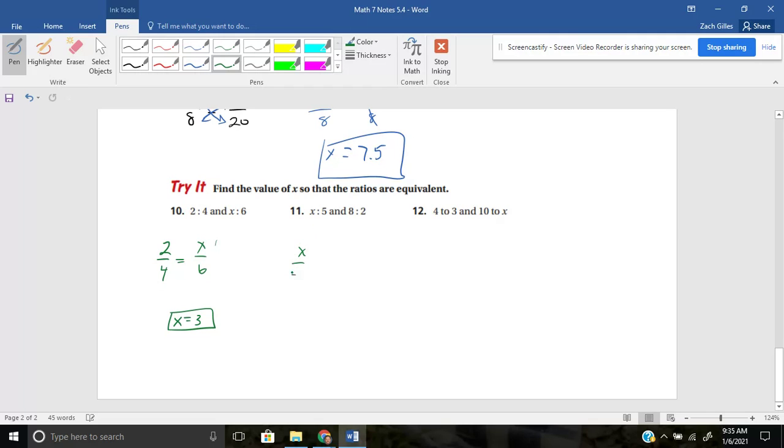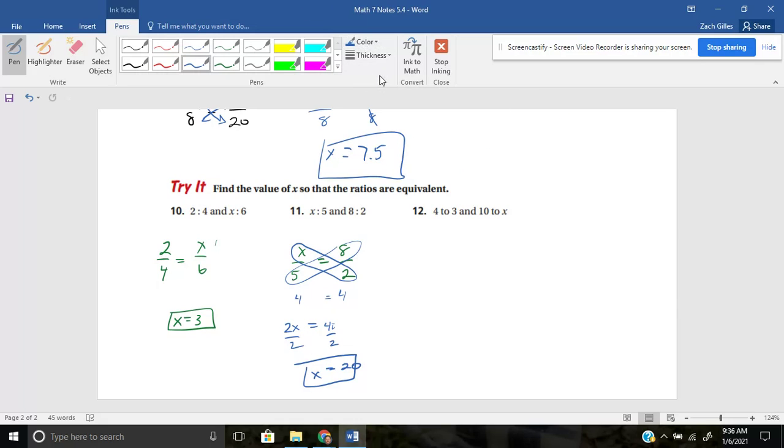11, I get x over 5 equals 8 over 2. Okay, I'm going to use the cross products property here. So x times 2 would be 2x equals 5 times 8 would be 40. I'll divide by 2 on both sides, and x is equal to 20. Check that. What is 20 divided by 5? That'd be 4. What is 8 divided by 2? Well, that'd be 4. So 4 equals 4. That is proportionate and equal.